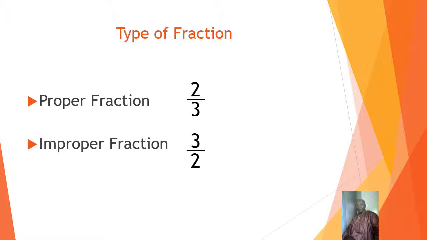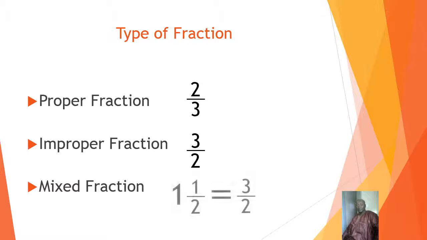The other type of fraction that we have is the mixed fraction. This fraction contains a whole number part and a proper fraction part, such that when it is eventually summarized, it is given as an improper fraction. An example of that is one whole number, 1 over 2, which is also equal to 3 over 2.